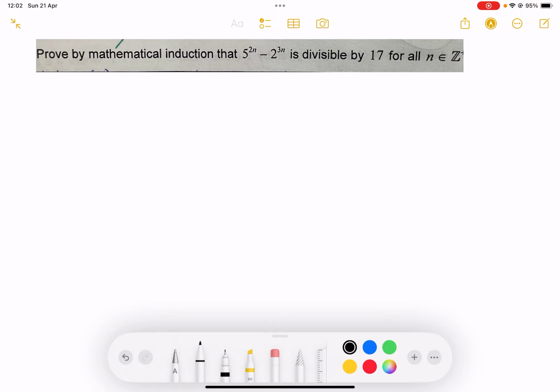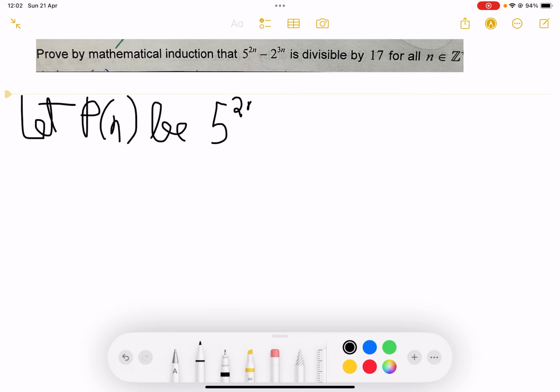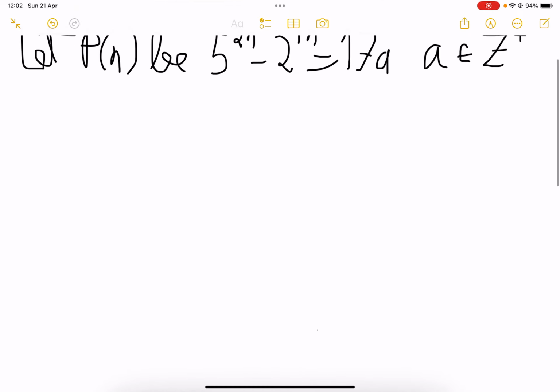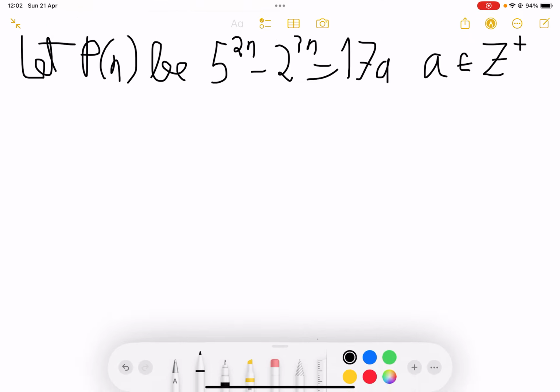Let P of n be, and in this case we'll say, 5 to the power of 2n minus 2 to the power of 3n is equal to 17a. This implies that it's divisible by 17, and we also have to write that a is a member of the positive integers. Right, so now we have to test if our starting condition is correct.